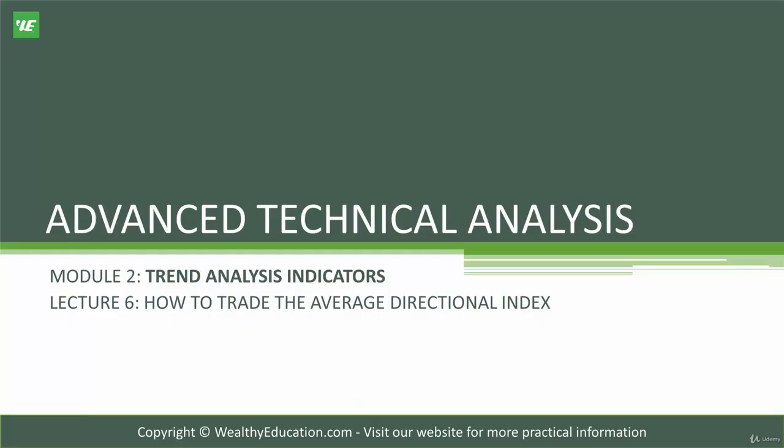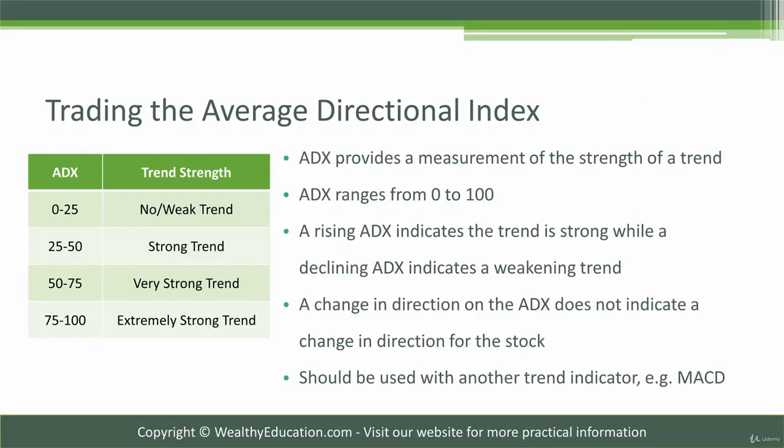Today we are going to be talking about the Average Directional Index. This is another of our trend analysis indicators, and is the last one we'll be talking about in Module 2. The Average Directional Index provides a measurement of the strength of a trend. The ADX ranges from 0 to 100. 0 to 25 means that the trend is weak or that there's no trend in place. 25 to 50 means there's a strong trend in place. 50 to 75 means a very strong trend. And 75 to 100 is an extremely strong trend.